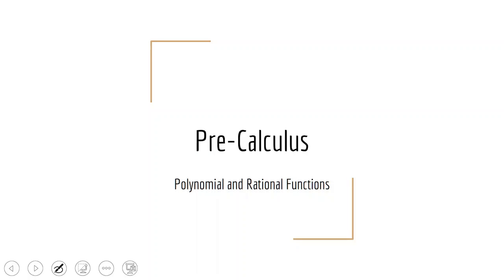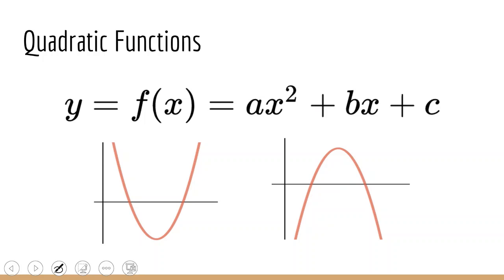Our next type of functions are polynomial and rational functions. So first, let's take a quick step back and quickly review what we know about quadratic functions. We know a quadratic function comes in this form, ax squared plus bx plus c, and the graph is either a concave or convex parabola.